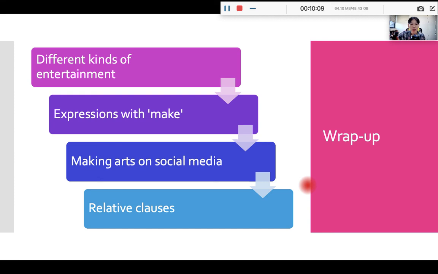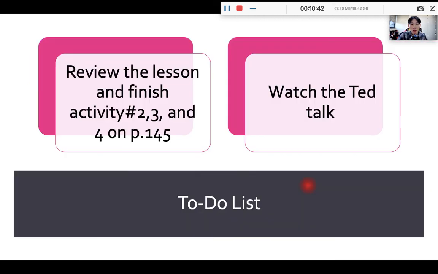And finally, we walked through the basic principles of relative clauses. When do we use them? How do we use them? So you need to be able to answer questions such as, when do we use relative clauses? How do we combine sentences using relative clauses? And when can the relative pronouns be omitted? And finally, what is the difference between non-defining and defining relative clauses?